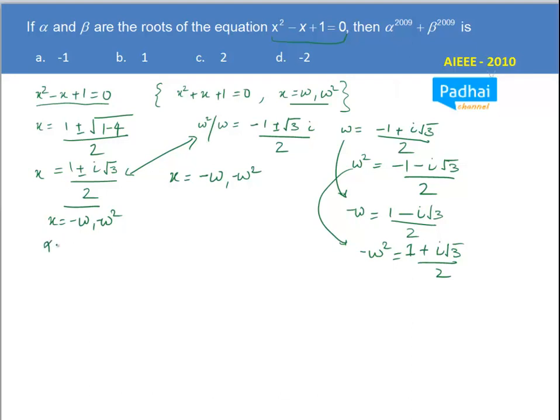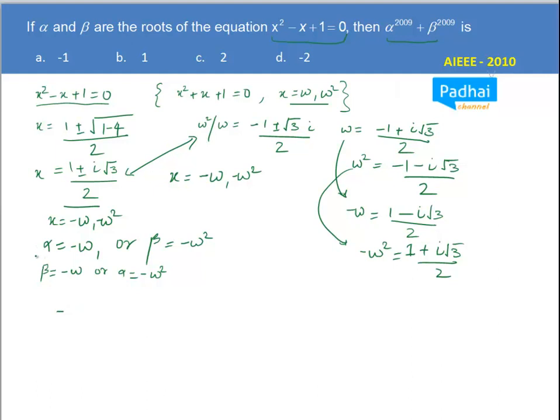So that means either alpha is equal to minus omega and beta is equal to minus omega square, or beta is equal to minus omega and alpha will be equal to minus omega square. Alright, so any of these possibilities can be there, but the answer will come out to be same because we require to find out their summation. So there is no problem as of now. So let's put these values. Now the question becomes very easy.